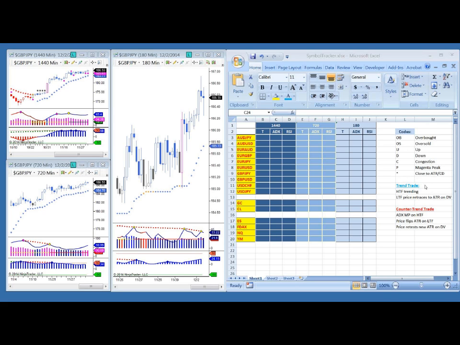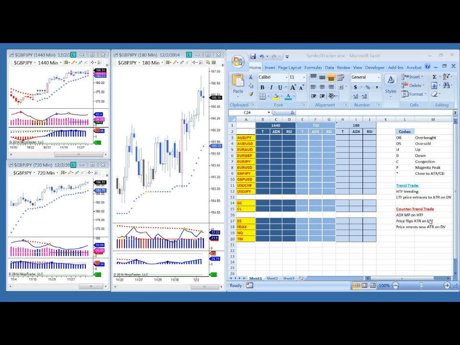Now, for a trend trade, the higher time frame has to be trending. The lower time frame price has to retrace to the ATR on divergence. For a counter trend trade, we need an ADX magenta peak on the higher time frame. Price will flip the ATR on the lower time frame. That means if it's blue, it will go to red. If it's red, it will go to blue. And then price needs to retest the ATR on diverging volume.